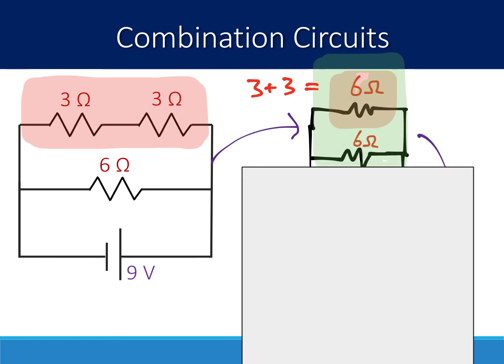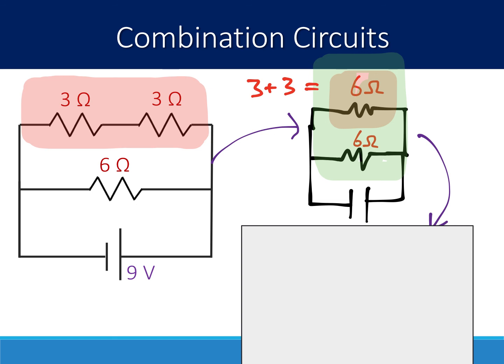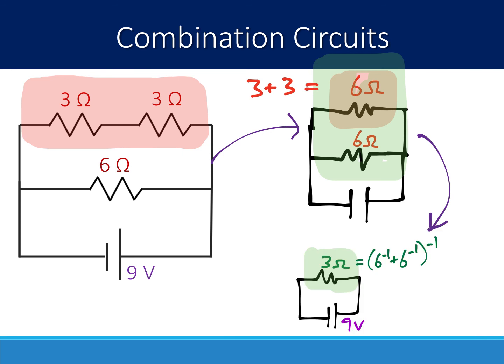I can then redraw this to be simply a parallel circuit. And in doing so, now I can use my equivalent resistance for parallel to find out how many ohms that equivalence is. And of course, if I want to find current in this, I would then come back to Ohm's law. Current is equal to the voltage of the battery divided by the equivalent resistance. So I'd have 9 volts divided by my 3 ohms. So I have a current of 3 amps.